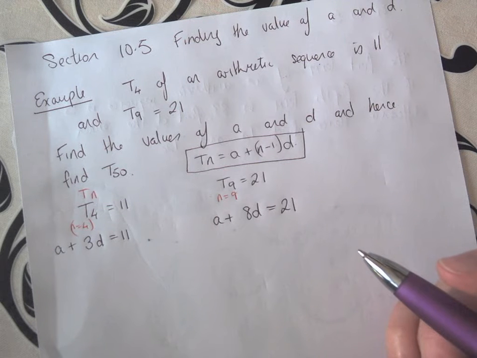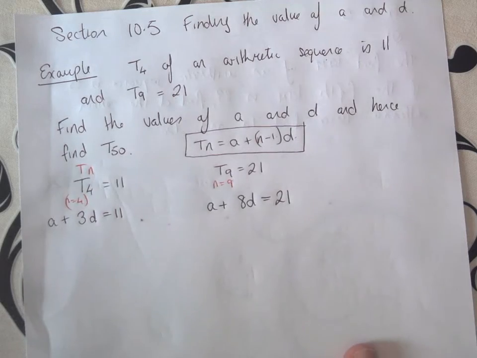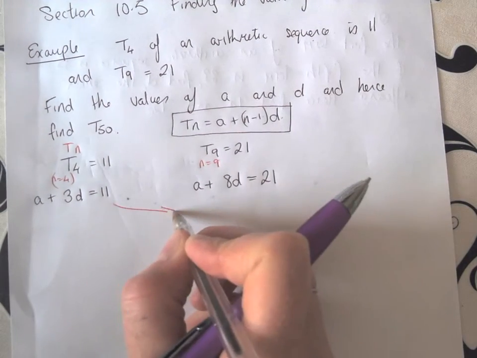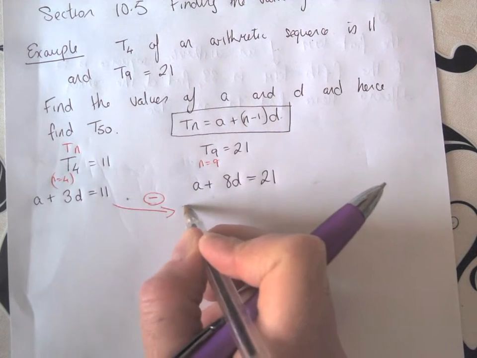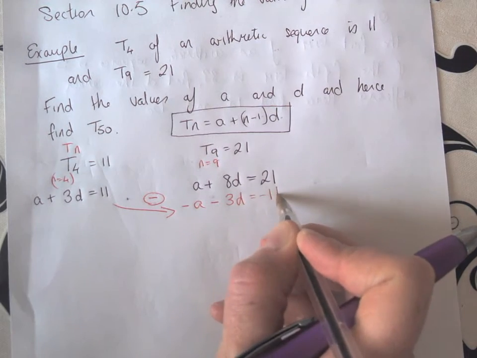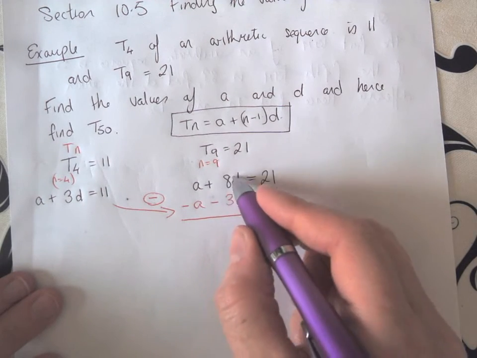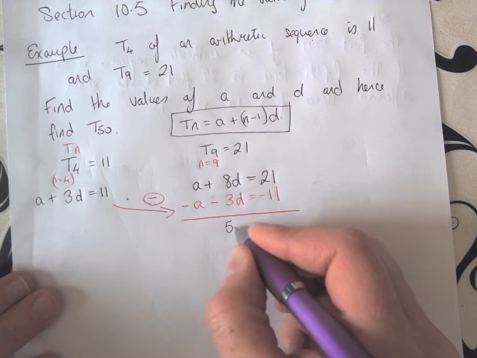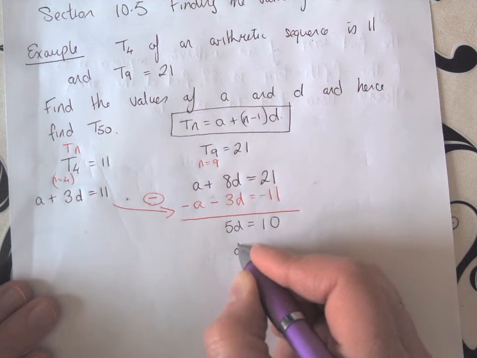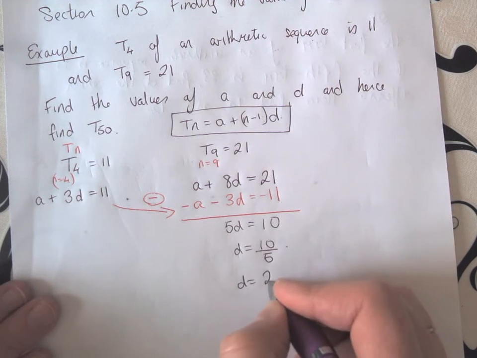So then it's simultaneous equations, which means I have two equations with two unknowns, so I have to get rid of one of the letters. So I have a single A here and I have a single A here. So I'm going to bring this over and minus everything. So this is going to be minus A minus 3D equals minus 11. And then I put these two together. So A take away A is gone. 8 take 3 is 5. And 21 take 11 is 10. So 5D is equal to 10. So D is equal to 10 over 5. So D is equal to 2.